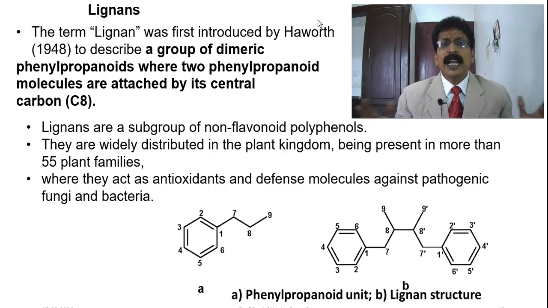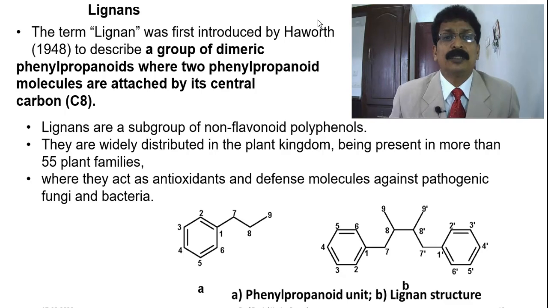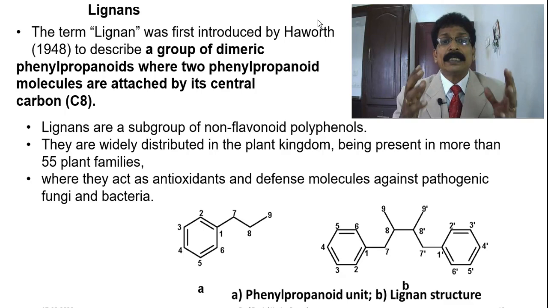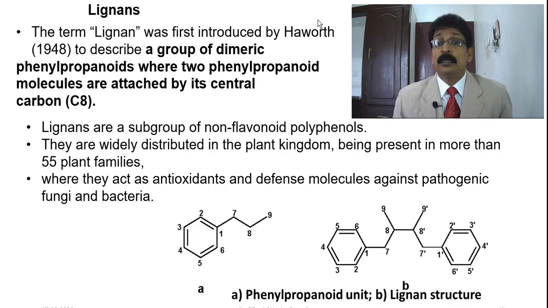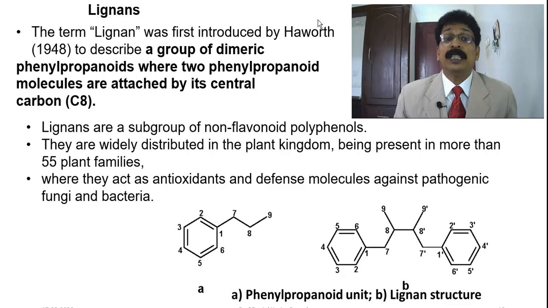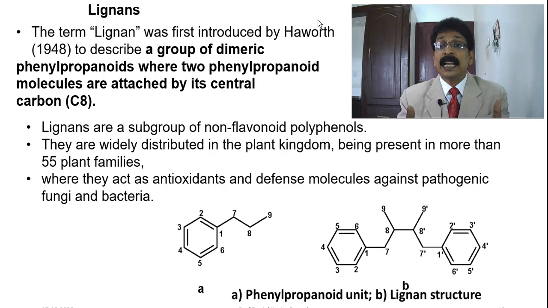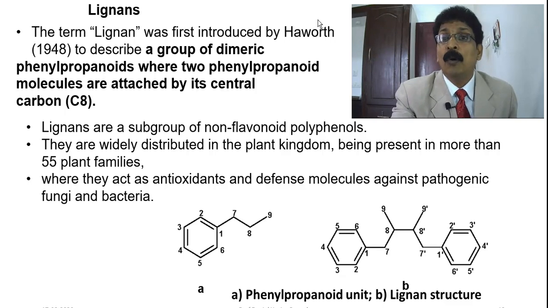They are widely distributed in the plant kingdom, being present in more than 55 plant families, where they act as antioxidants and defense molecules against pathogenic fungi and bacteria. You can see this structure. Once you write it down, you can remember the dimeric form of phenyl propanoid, which is called lignans.